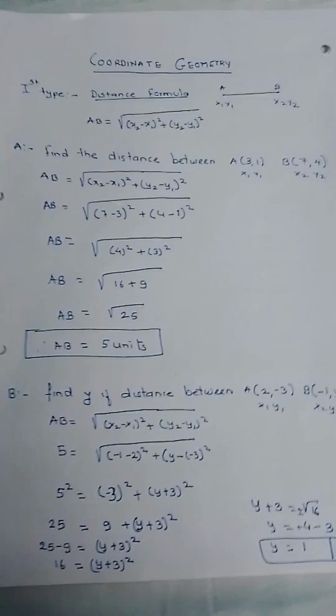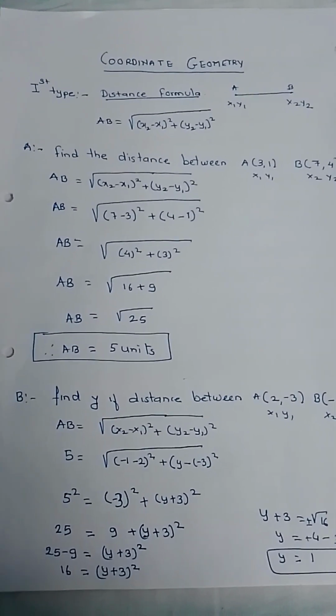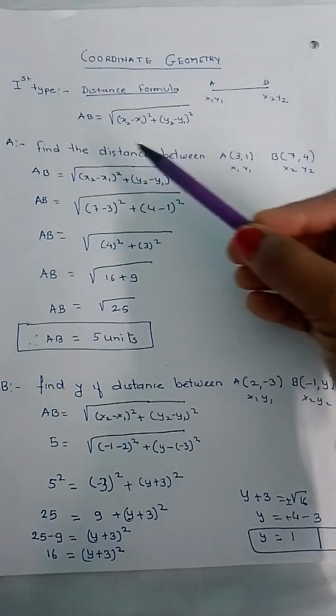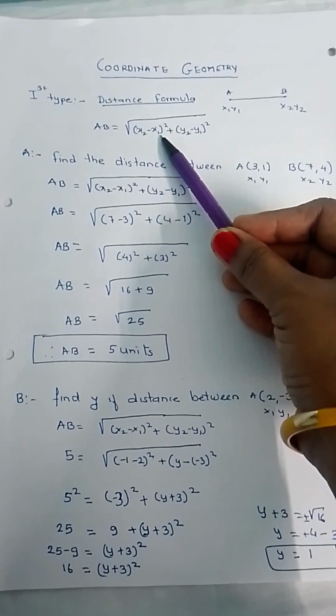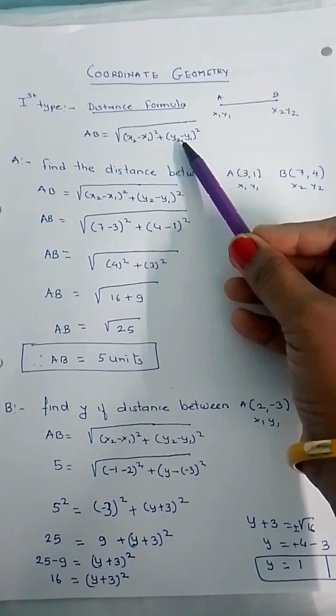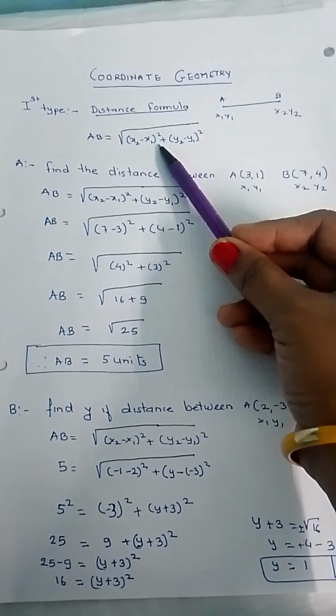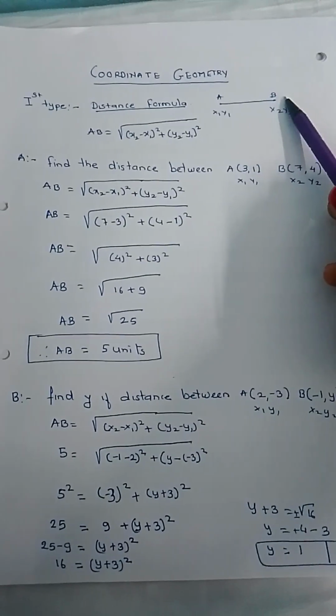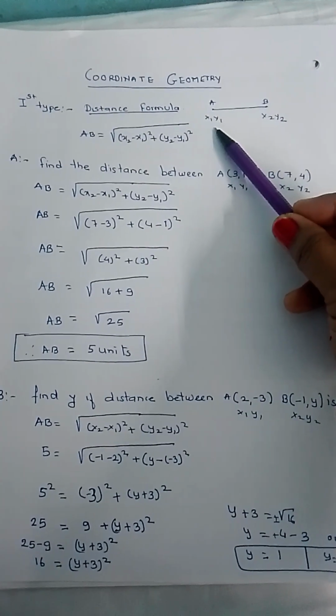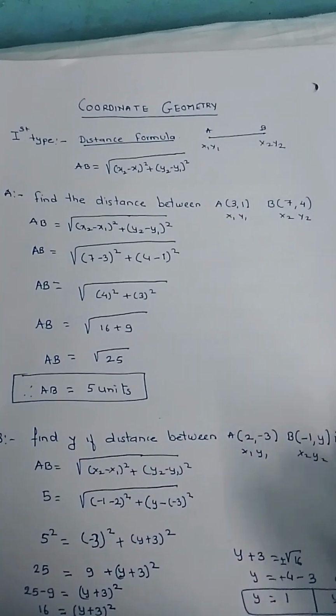Let's start with distance formula. Distance formula states that AB is equal to the root of (x2 minus x1) plus (y2 minus y1), bracket whole square. So this is the distance AB. These are the coordinates of A. These are the coordinates of B.